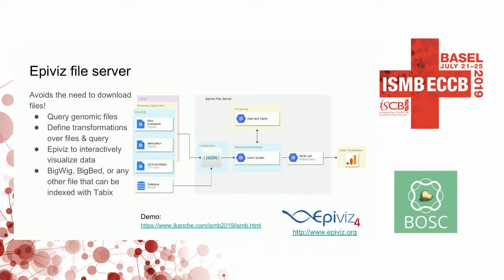If you have a limited number of files, you can manually import files, but given repositories have a large number of files, you can write a configuration file. I'm going to show a Jupyter notebook after this. That's a list of files that are publicly available, and then you can define transformations of those files. This library wraps everything into a REST API so people can build interactive tools on top of this. And you can use Epiviz, which is a visualization tool from our group, to visualize the data sets. We currently support bigwigs, bigbeds, or any other files that can be indexed with tabix.